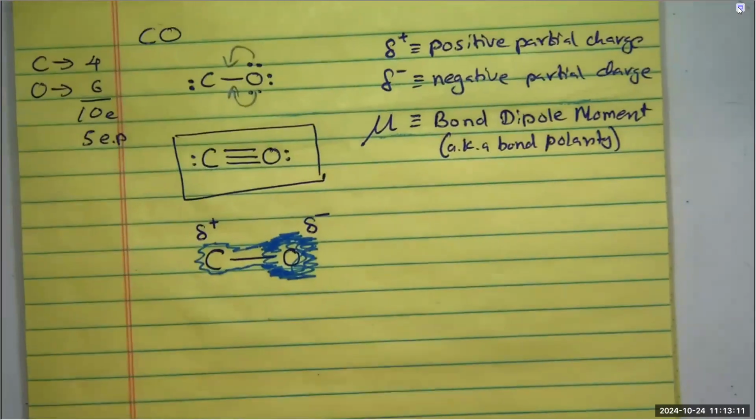Okay, and here's what we need to know about the bond dipole moment. Bond dipole moment is a vector. If it is a vector, what properties do we have in a vector? Thank you. A vector should have a direction as well as a magnitude. So the dipole moment vector, or the bond dipole moment, always goes from.